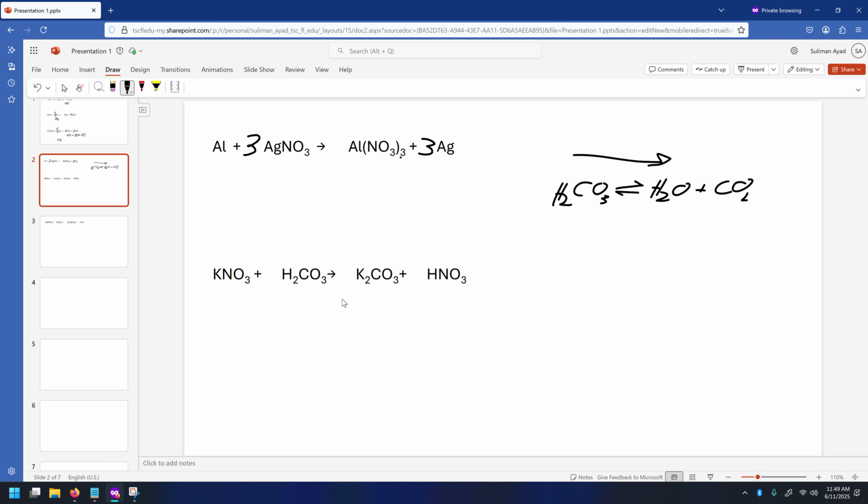Moving back over here, I'm going to check out my nitrates. I got 1 nitrate and 1 nitrate. So far, so good. I'm going to check out my hydrogens. I've got 1 hydrogen here, but 2 hydrogens there. In order to fix that, I'm going to have to put a 2 in front of the HNO3. Now looking at that nitrate on the nitric acid, I know that I have more of those, so I bounce back over here, and I've got to put a 2 in front of the potassium nitrate.